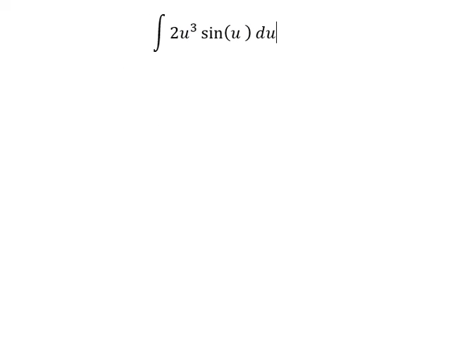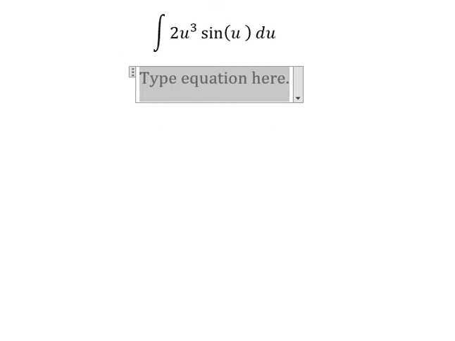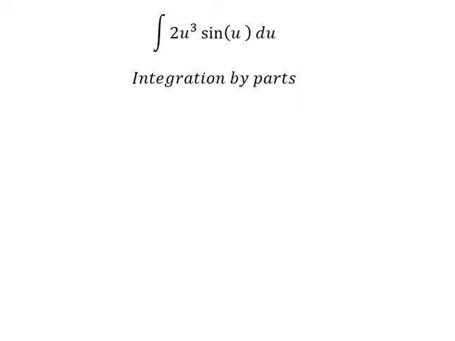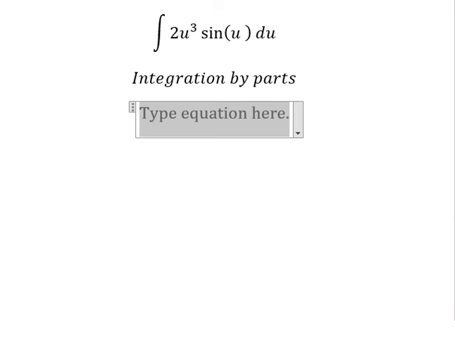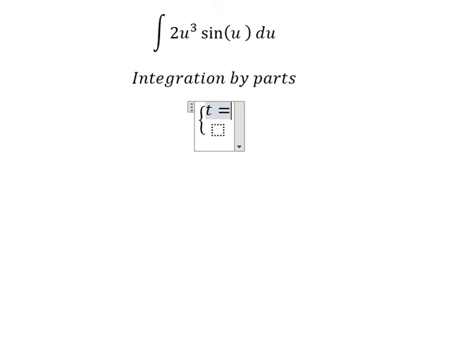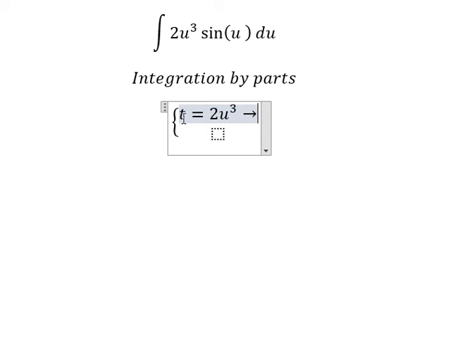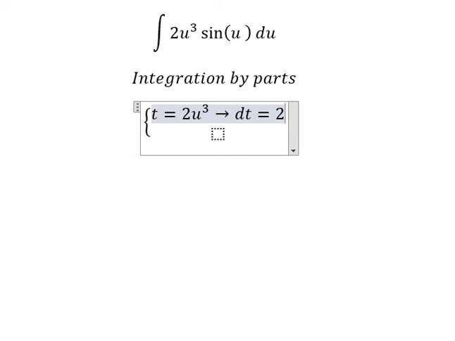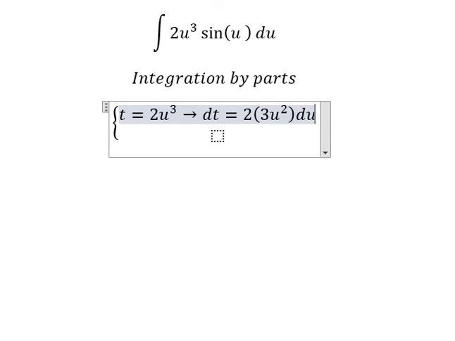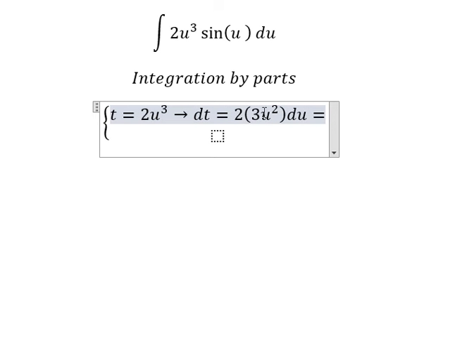Next we need to use integration by parts. So I will put t equals 2u to the power of 3. Later, we first take the derivative of both sides. The derivative of u to the power of 3 is 3u square du. So number 2 and number 3, we have number 6.